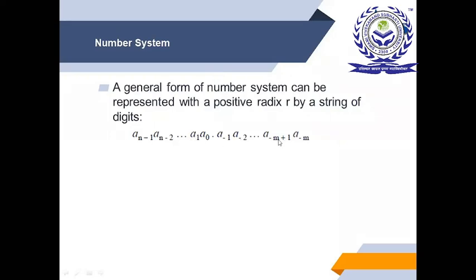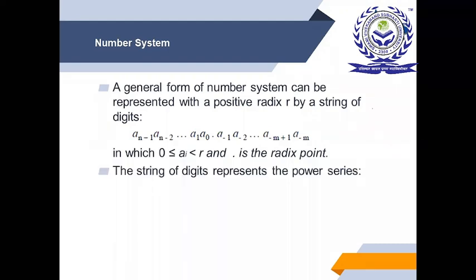On the right hand side of the decimal point, it will be the coefficient A minus 1 multiplied by the base raised to power minus 1. For A minus 2, it will be the coefficient of A minus 2 multiplied by the base raised to power minus 2, like this. Now here Ai is from 0 to r minus 1, where r is the radix, and the dot is the radix point. The string of digits represents the power series.